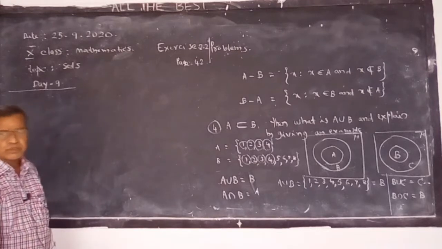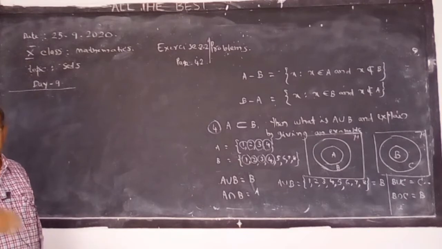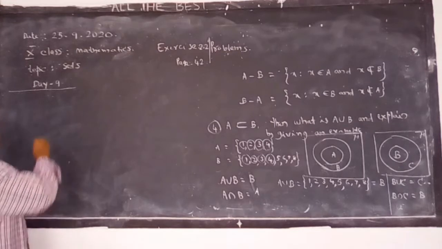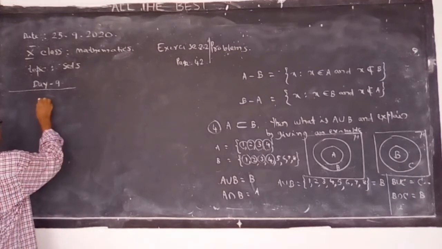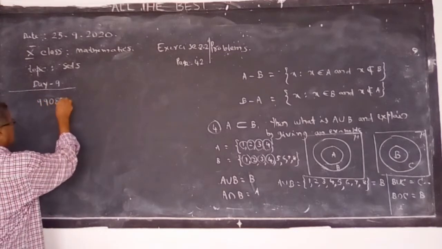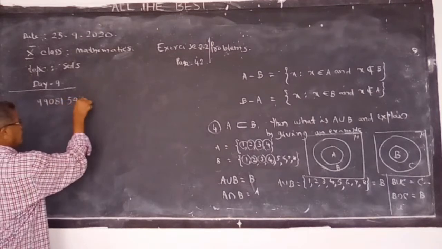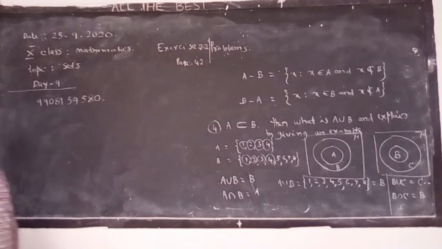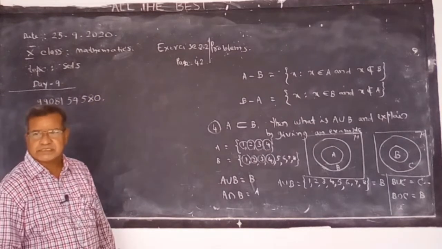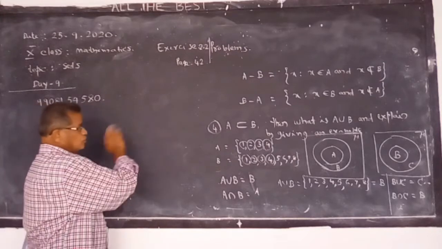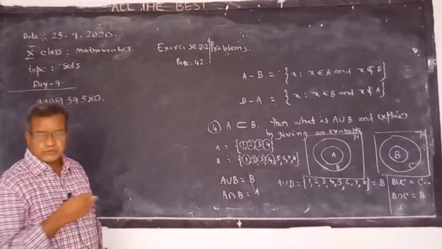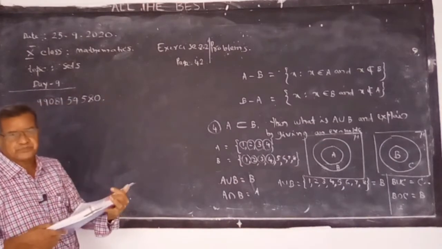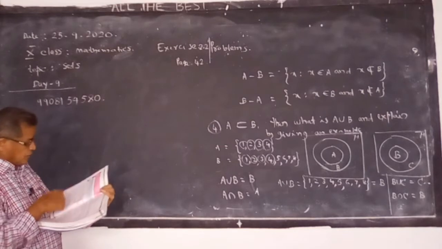If you have doubts, you can contact me. You can ask your doubts at 99081 54580. This is the easiest chapter, I think you don't have doubts. Even so, if you have doubts, you can ask. Okay. Fifth.